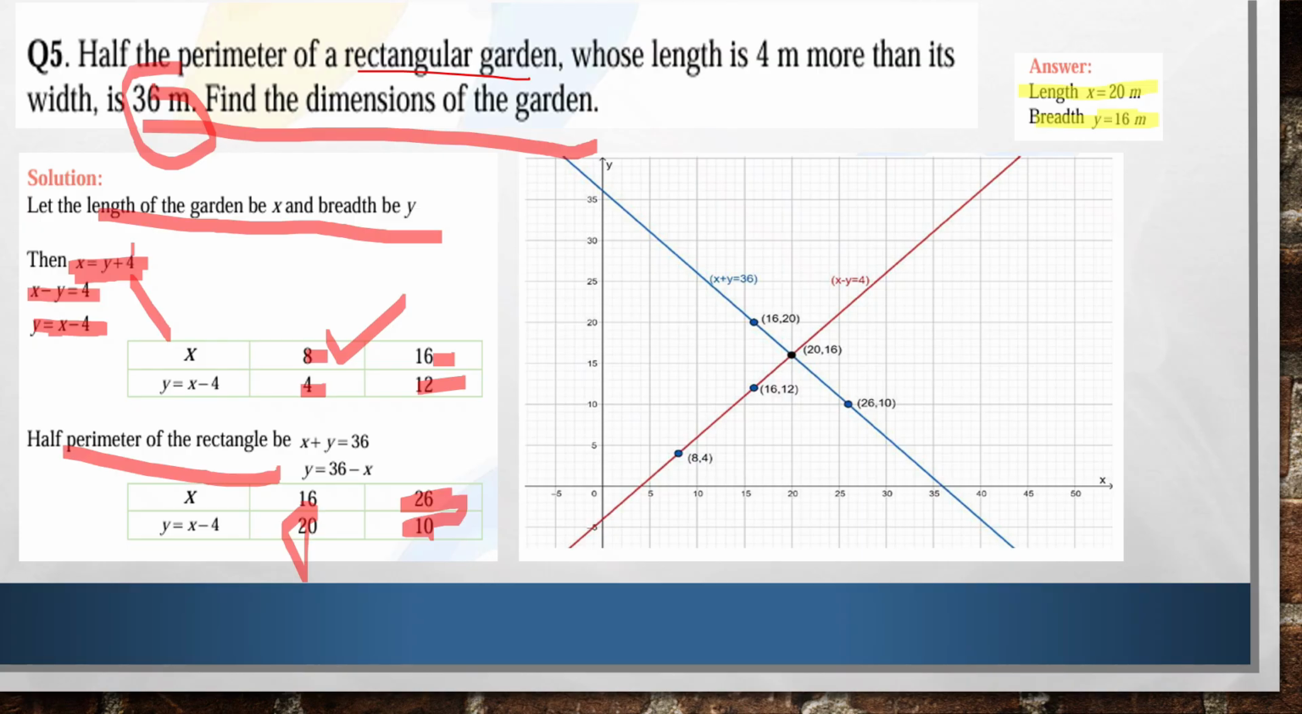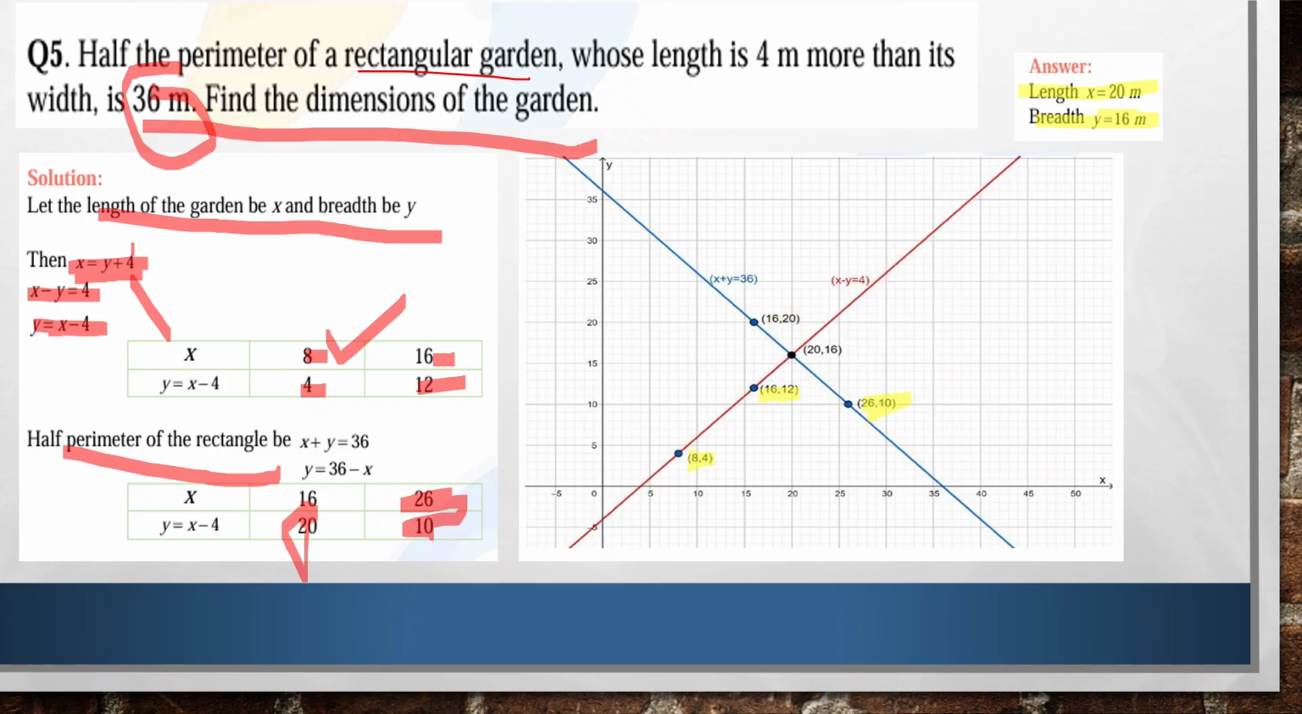So here I have taken the third line here, that is 8 comma 4, then 16 comma 12. So this is the red line, you can see students, this is the graph for the first equation. Then the second one you can see here 16 comma 20 and 26 comma 10. If you see here, the graphs are coinciding at a point, so you get one point, that is 20 comma 16. So 20 comma 16 is nothing but the coinciding point. So this is the final answer here.